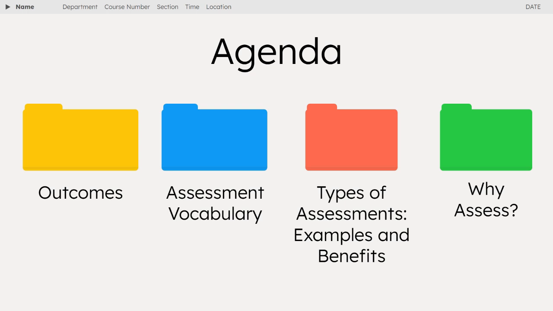So we'll go over our outcomes. We'll talk about assessment vocabulary. By no means can we go over every part of the assessment vocabulary list. There's a lot to get through, but we are going to hit the highlights. We'll talk about types of assessment, both examples and benefits of those different kinds of assessments. And then finally, we'll talk about why we do all of this in the first place.